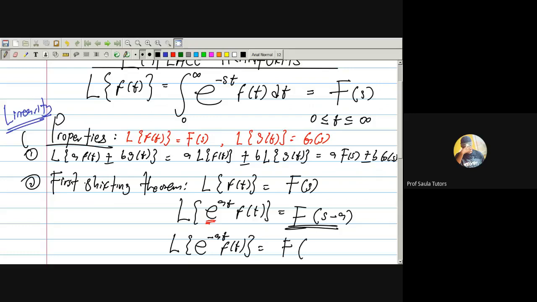Subtract the coefficient of t that you have on this exponential. Subtract it from the s. So what do you have? Can you tell me? Do you know?